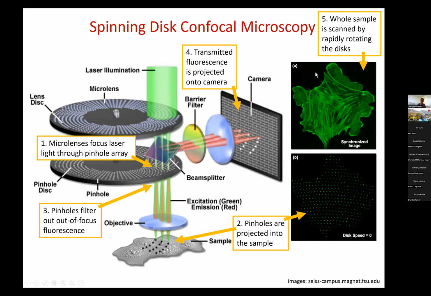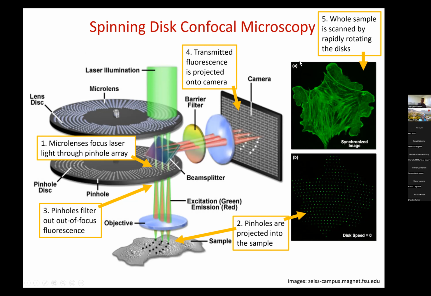And now we rotate that disk very quickly, and the pinholes and microlenses are arranged in such a pattern that by rotating the disk, these points will cover the whole sample uniformly. And you wait with your camera readout, so you accumulate the fluorescence from that whole scan on the camera, and then you read out the camera image, and you have now a confocal image recorded with your camera. So that's how the spinning disk microscope works.